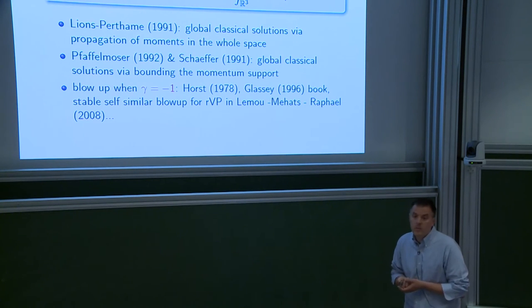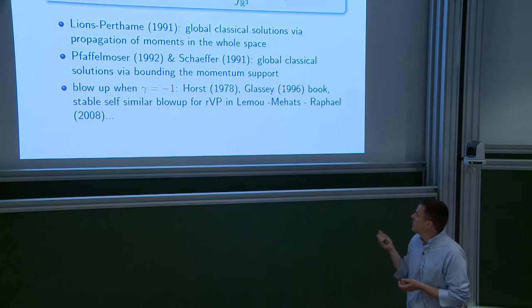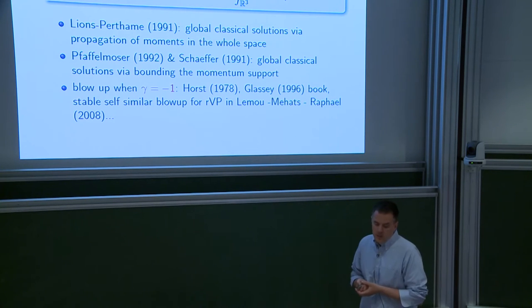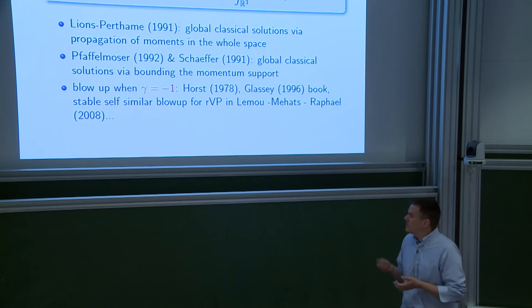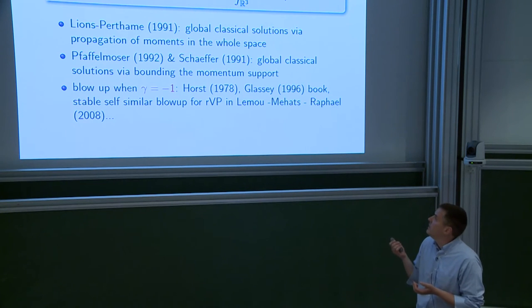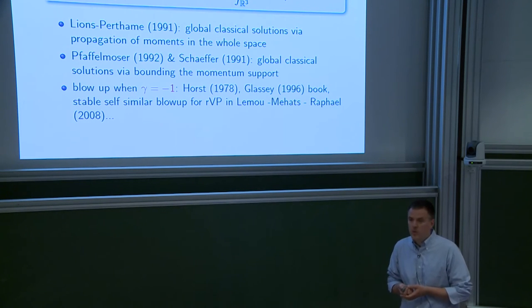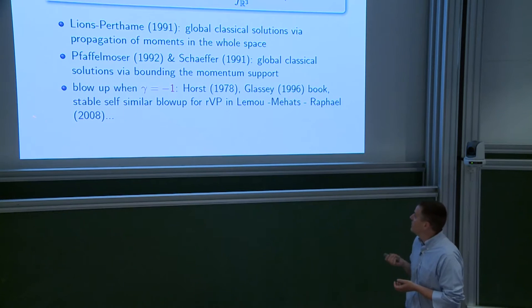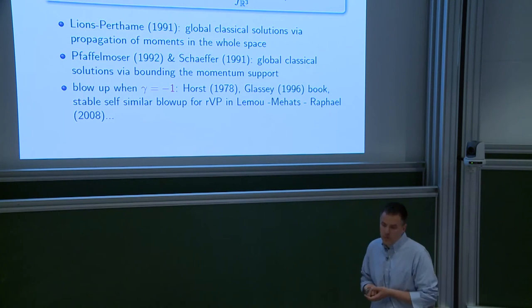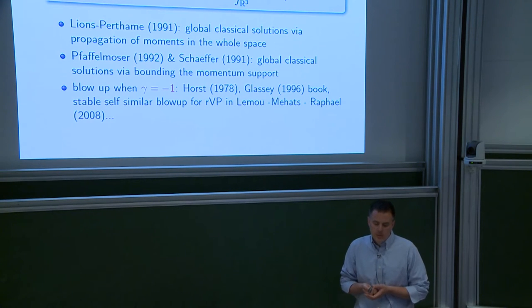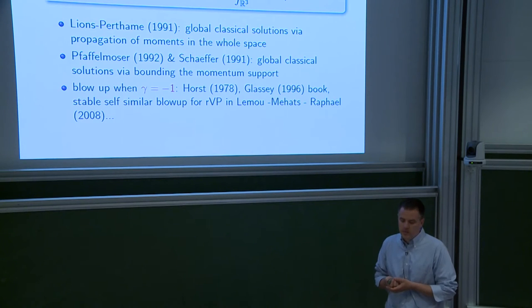So you replace v with p hat, p over p0. And then you have old, sort of very rough results of Horst, and these are explained very nicely in Glassey's 1996 book. And then these are more existence proofs of blow up. So the point is that when gamma equals minus one, the energy of this system is negative, and you can calculate the energy and it's negative, and you can use that to prove that the lifespan of solutions is finite. And then in 2008, Luo, Merle, Raphael proved a stable self-similar blow up for relativistic Vlasov-Poisson and for a massless scale invariant version of relativistic Vlasov-Poisson.